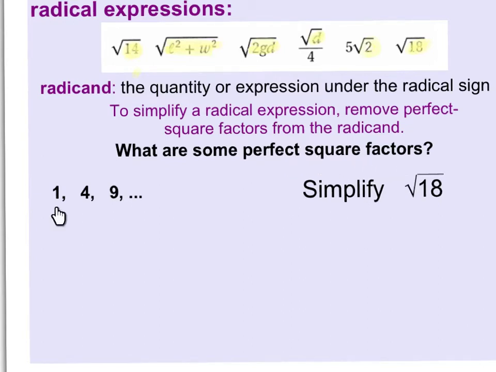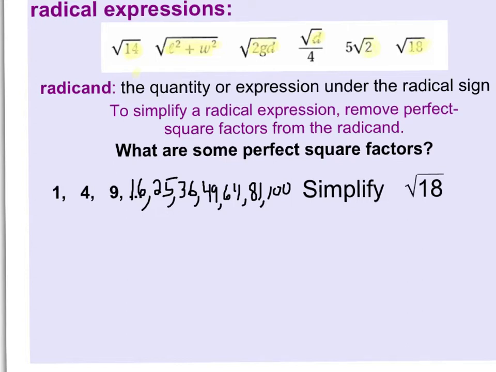For example, 1 times 1 is 1. 2 times 2 is 4. 3 times 3 is 9. So what would be next? 16. Then we have 25, 36, 49, 64, 81, and then 100. So this list is very important because here's what we're going to do.